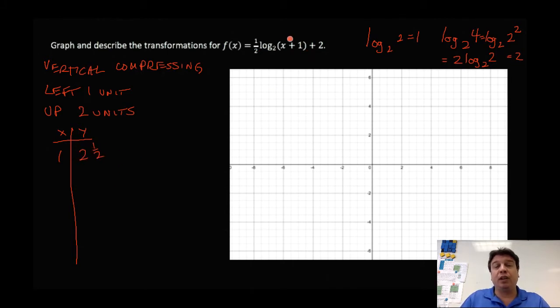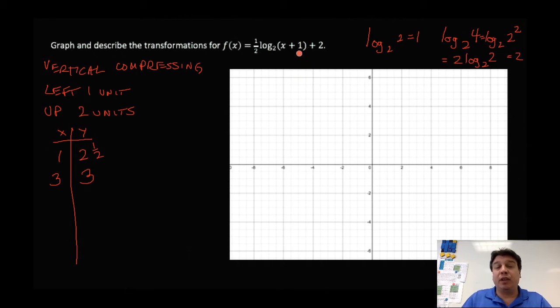All right, so let's choose another number that will give me a multiple of 2. If I choose 3 for my x, 3 plus 1 is going to give me 4. Log base 2 of 4 is just like we did over here. Log base 2 of 4 is equal to log base 2 of 2 squared. The 2 then comes out to the front, and then I have log base 2 of 2, and that becomes 1. So now this value is going to be 2. 2 times 1/2 is 1. 1 plus the 2 gives me 3.